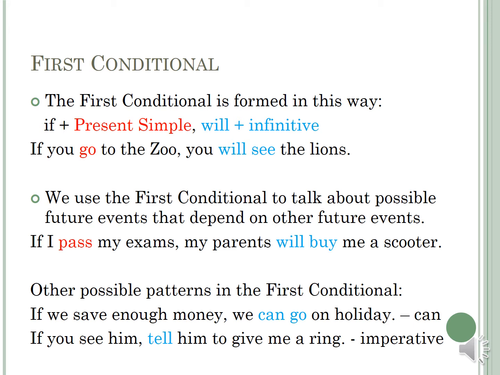Other possible patterns in the first conditional: if we save enough money, we can go on holiday. So I'm using can in the result clause, which is a modal verb. If you see him, tell him to give me a ring. And that's what we call imperative.